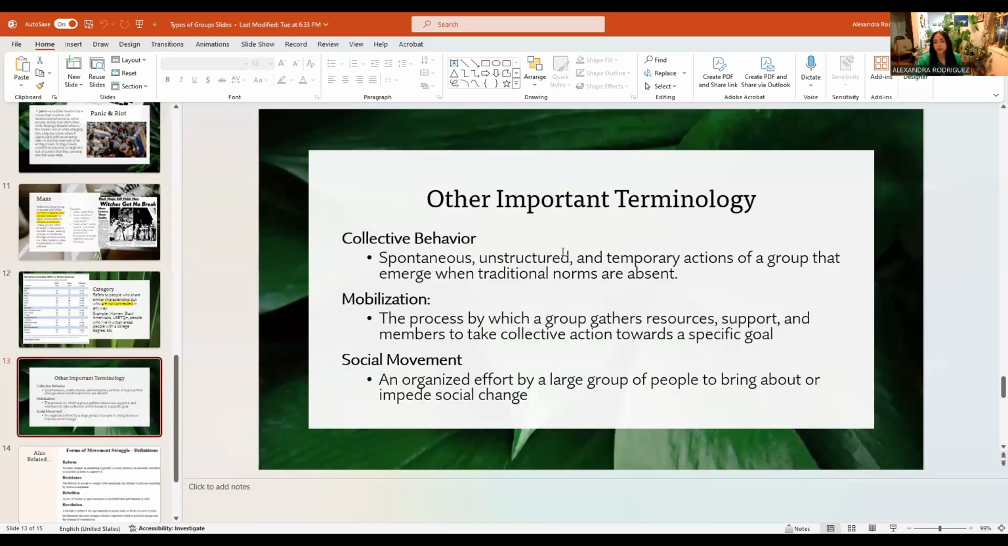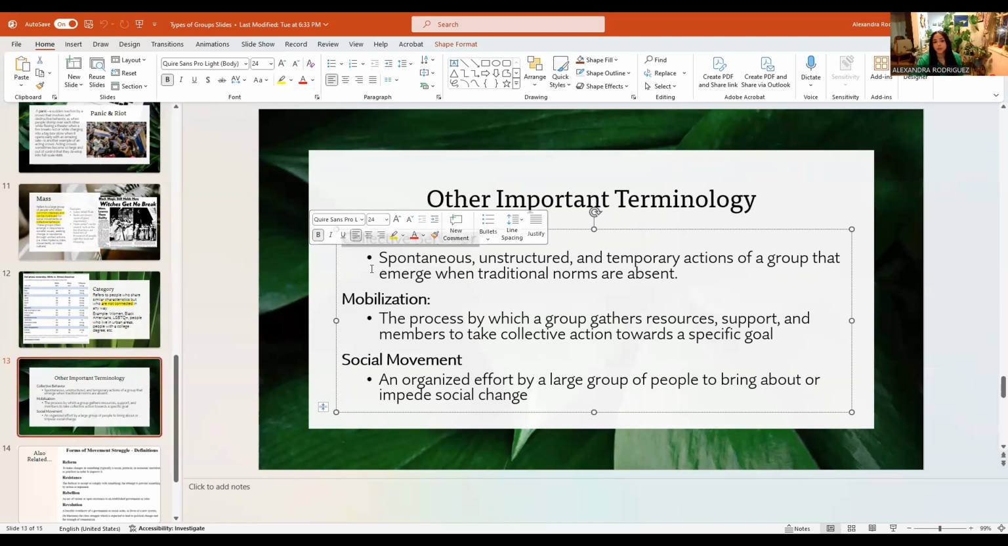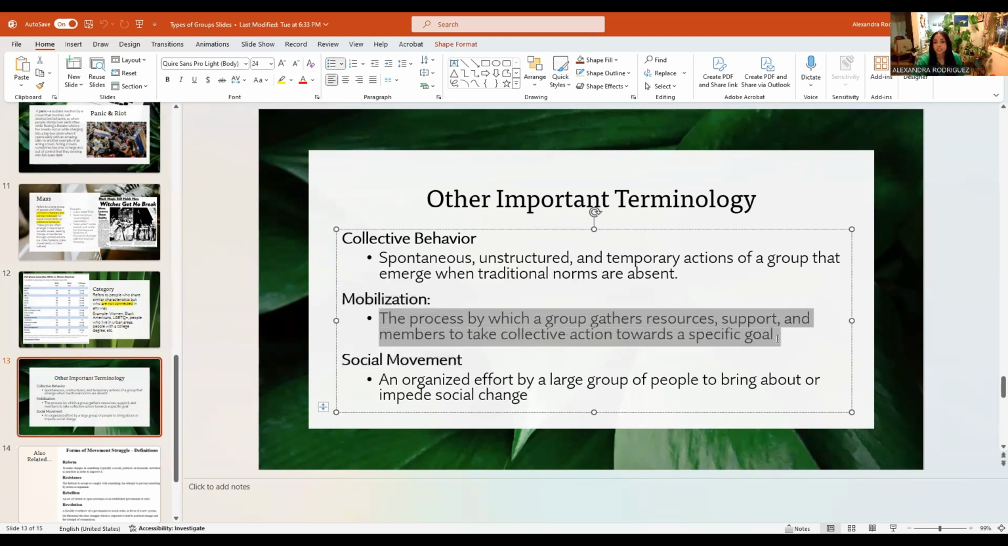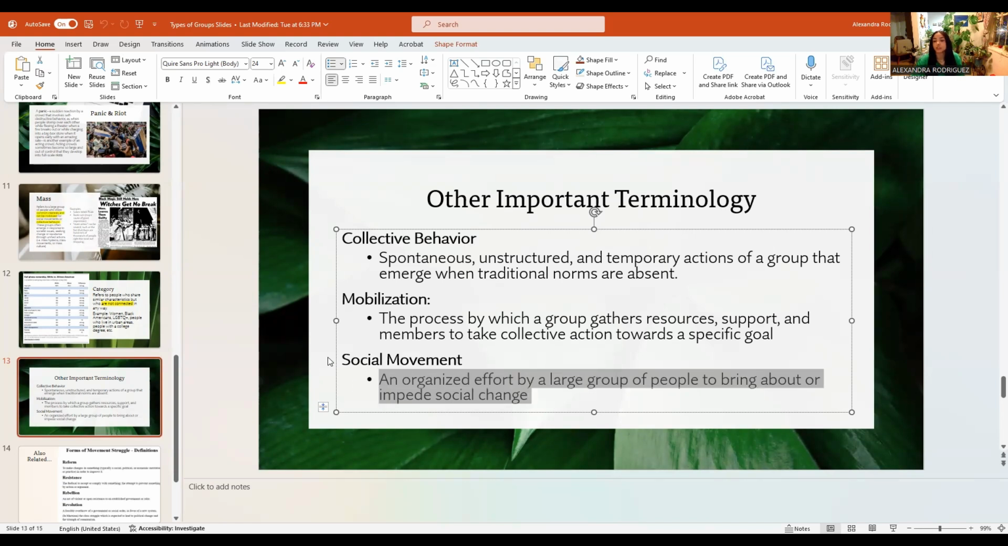Some other important terminology regarding groups would be collective behavior, which is spontaneous and temporary actions of a group that emerge when traditional norms are absent. We also have mobilization, which is typically a prerequisite for a social movement. Mobilization is when the group actually gathers resources and support and whatever finances they need to be able to move towards a specific goal. Whereas the social movement is once they have mobilized and are able to organize a large group to bring about some sort of social change.